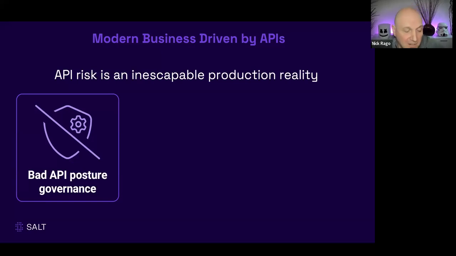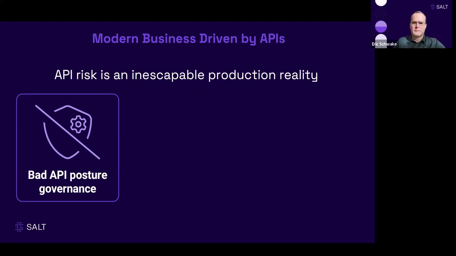The other interesting thing there is that the majority of attacks are done against API assets that the enterprise already knows about. So I already know it's out there. I already have some of my defenses against it, I tested it, but I still got hit. And so that's where posture governance comes into it.